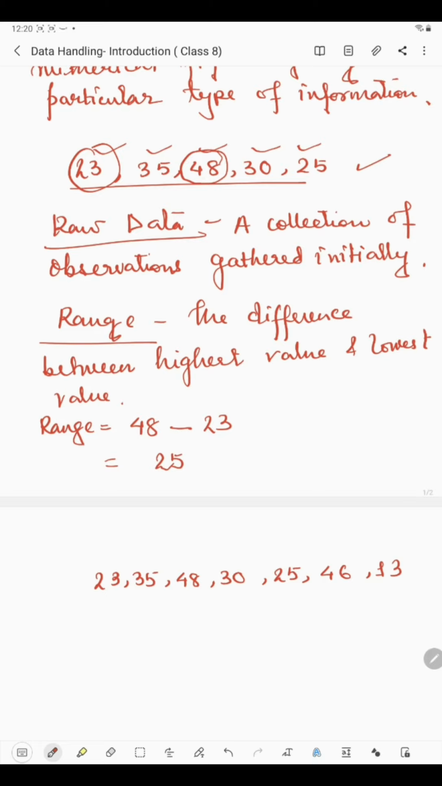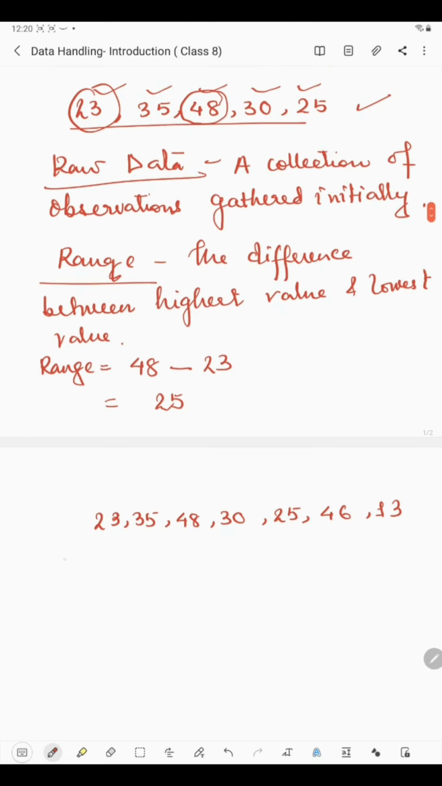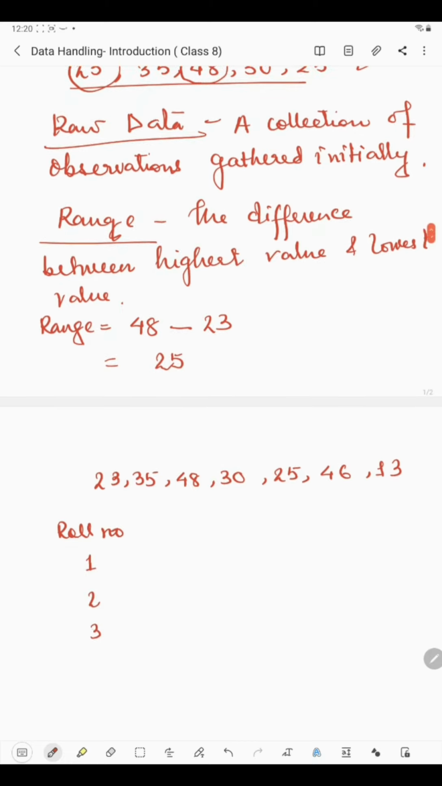So what do we do? We will make a table and we will organize the data. Suppose we will write the roll number, say 1, 2, 3, 4, this way. Then we will write the names of the students. Then we will write the marks out of 50. Suppose roll number 1 has got 23, 2 has got 35, 3 has got 48, then 4 has got 30. Okay, so in this form we are able to know which student has got how many marks, right? So this is called organization of data, okay?